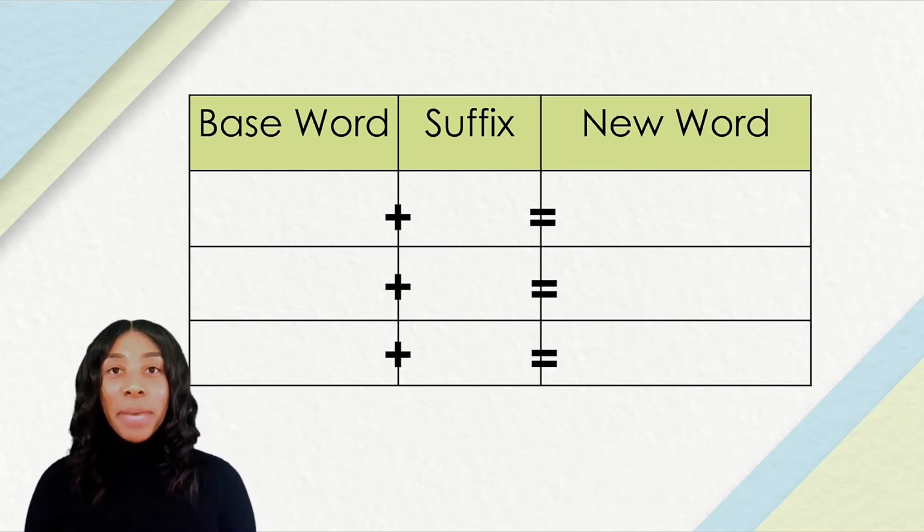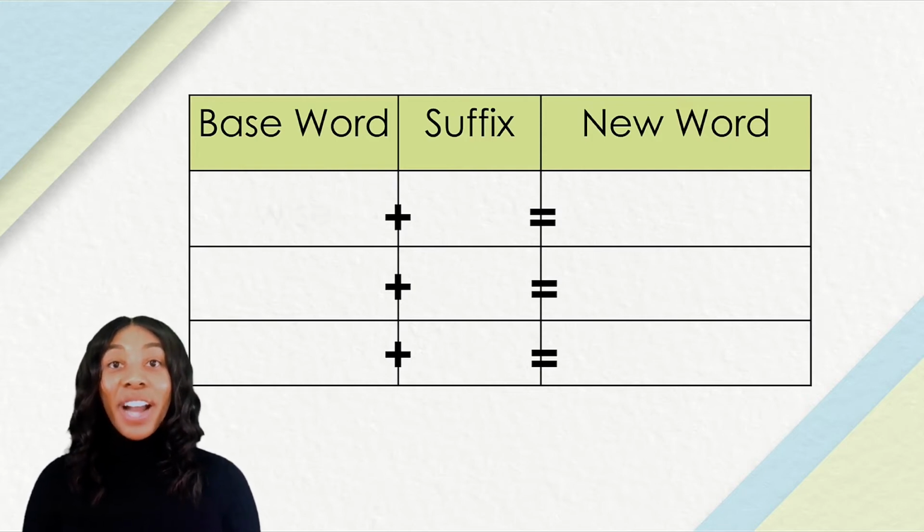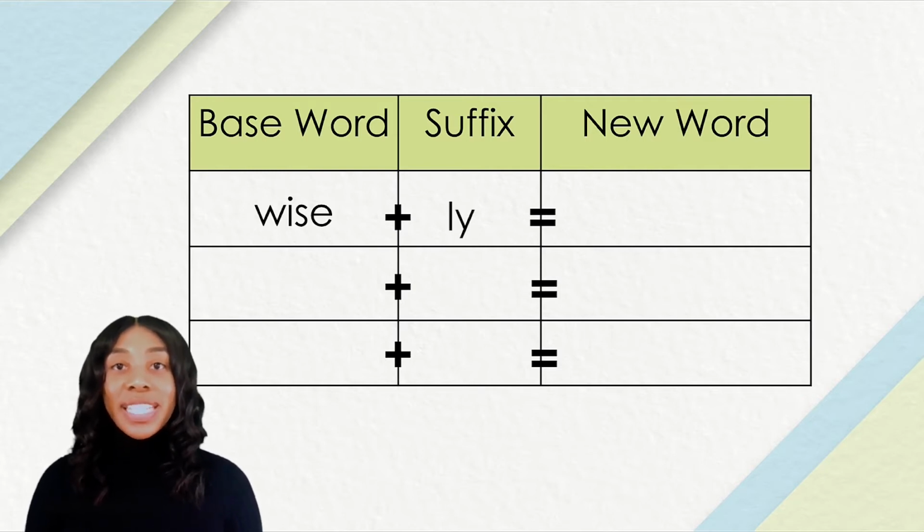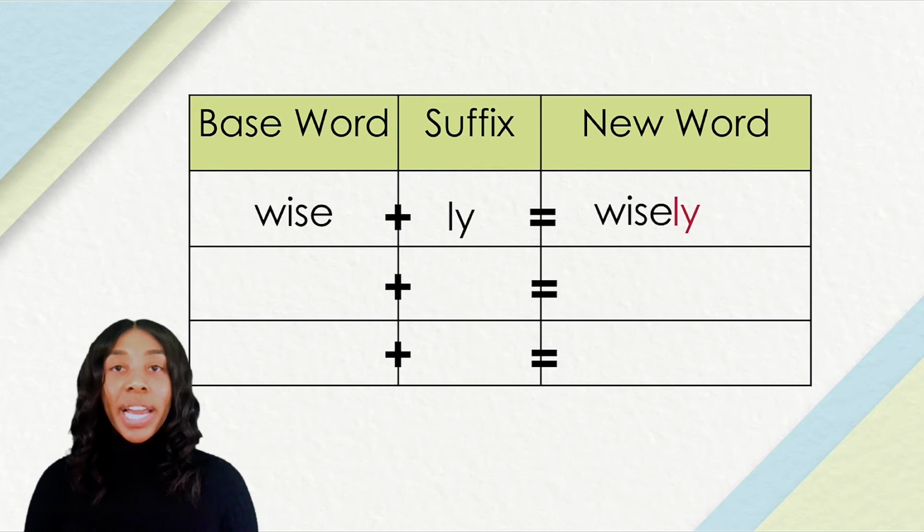Now we will use these word parts to make some new words. Go ahead and get your paper and pencil ready. Let's go. Our first base word is wise. Our suffix is ly. When we put these two together, what new word do we make? Wisely. Did our base word change? Our base word does not change when we add a suffix. Go ahead and write wisely on your paper.